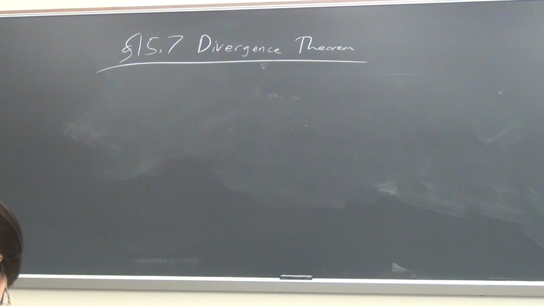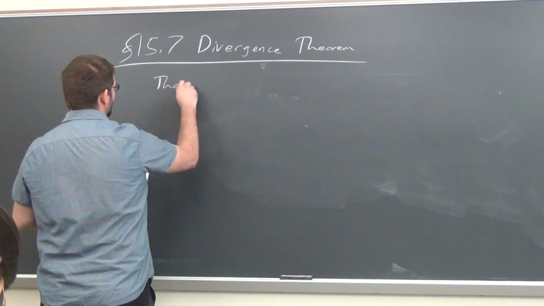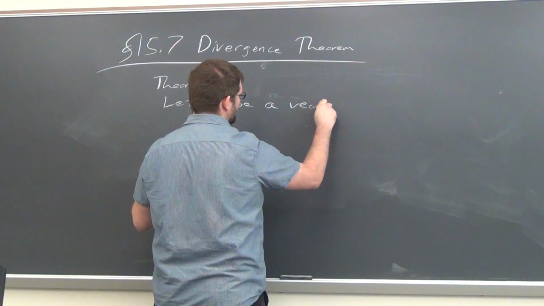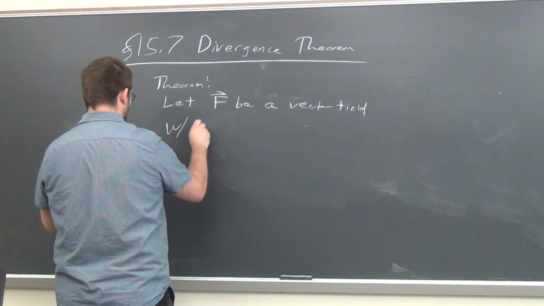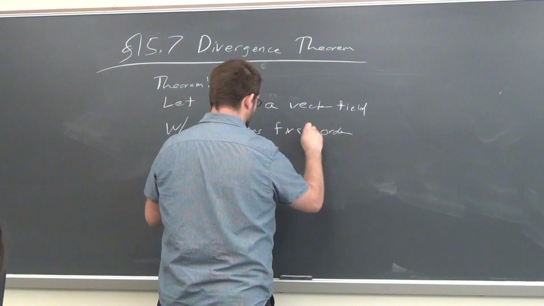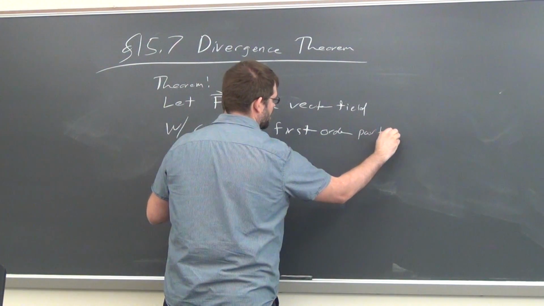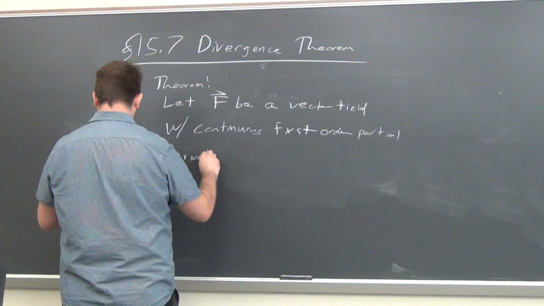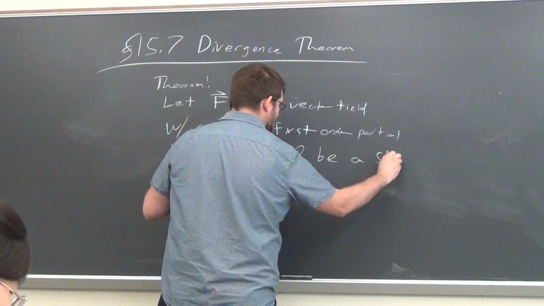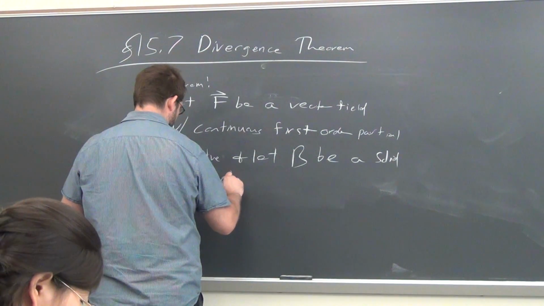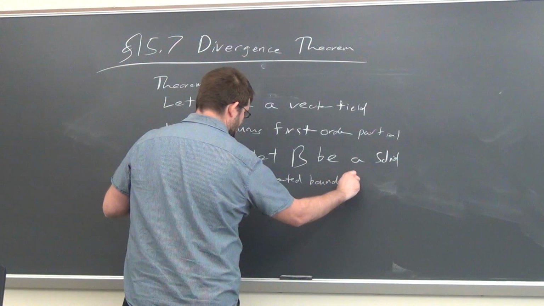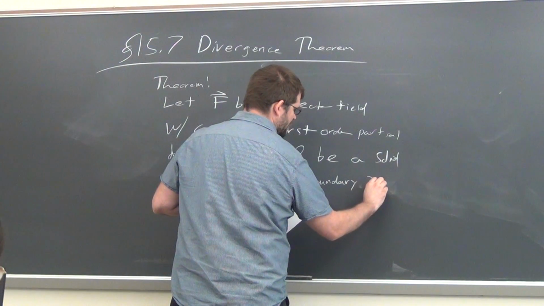So 15.7 is on the divergence theorem, and let me state the theorem here. Let F be a vector field with continuous first order partial derivatives, and let B be a solid with positively oriented boundary, just like we did before.